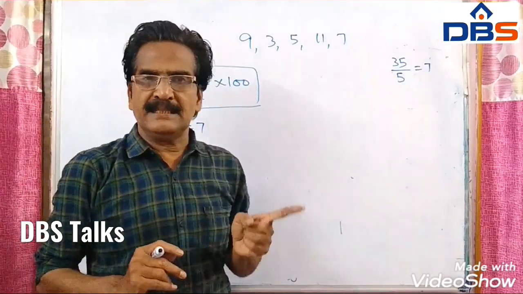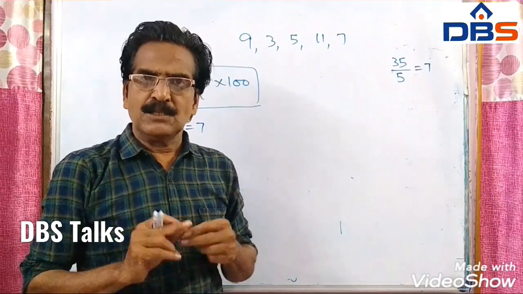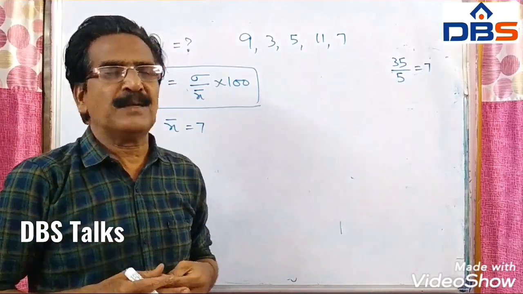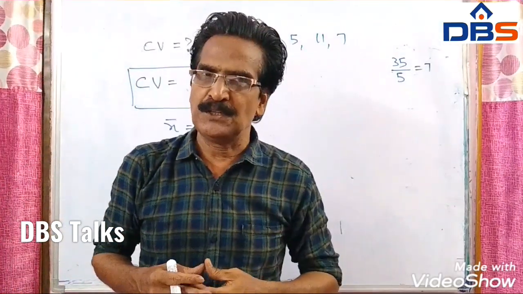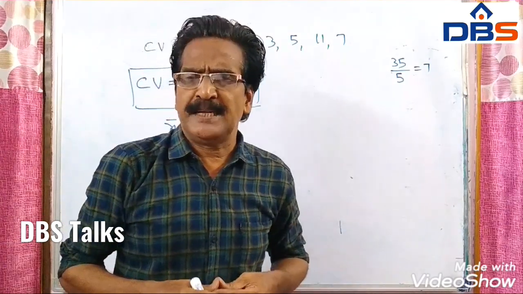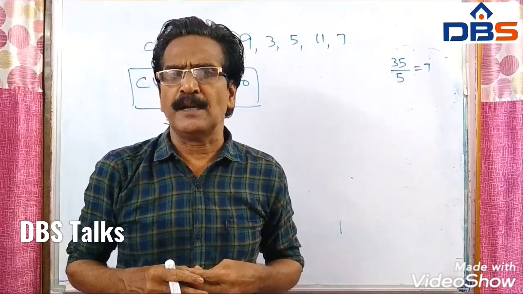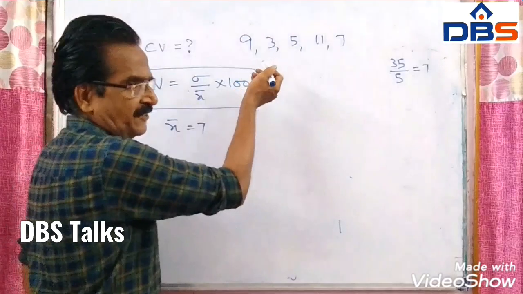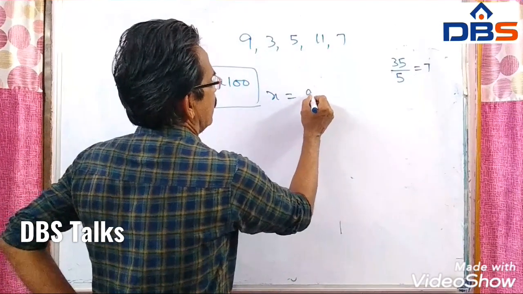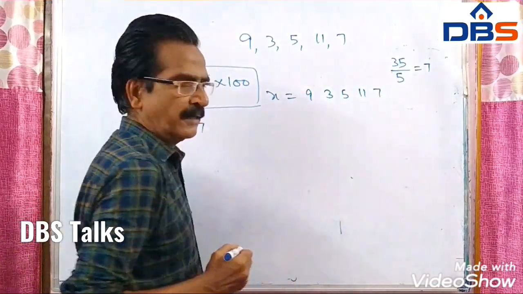Next, we have to find sigma, that is standard deviation. So root of variance, so we have to find variance. Variance formula for ungrouped data, we know: sigma of x minus x bar whole square by number of values, small n. Okay. So let us find variance. X values are 9, 3, 5, 11, 7.